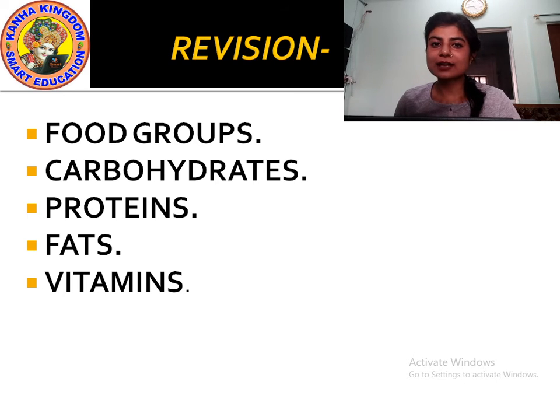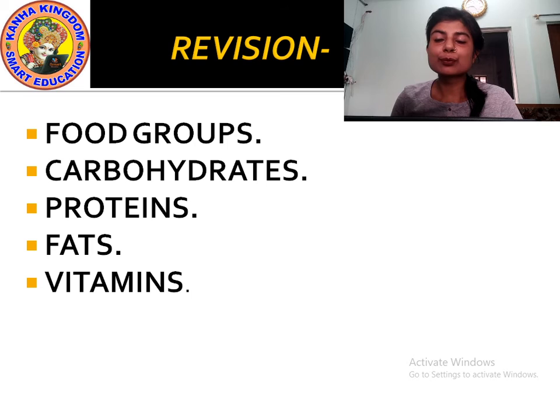Vitamins are divided into two types: fat soluble and water soluble. Fat soluble vitamins get mixed up with the fats that are stored in our body, and water soluble vitamins get mixed up with the water that is stored in our body. Vitamins A, D, E and K are fat soluble vitamins, and vitamin B and vitamin C are water soluble vitamins. Then what are the sources and function of vitamin A?